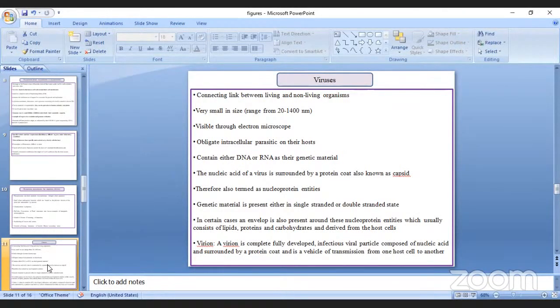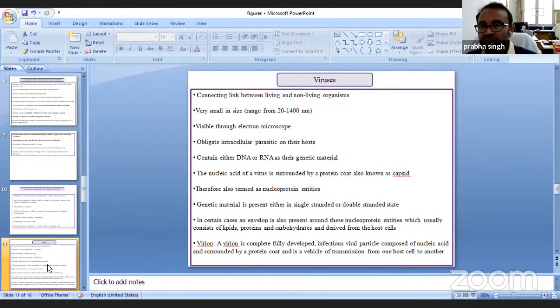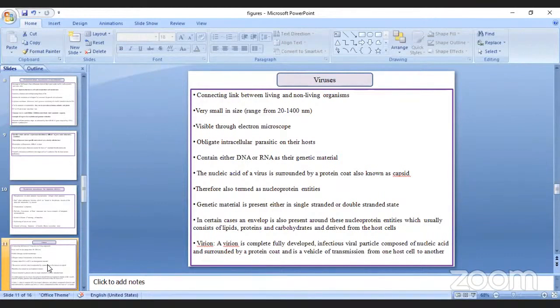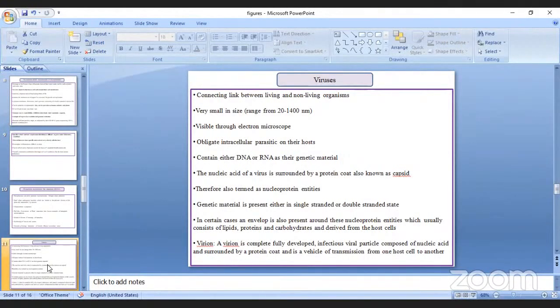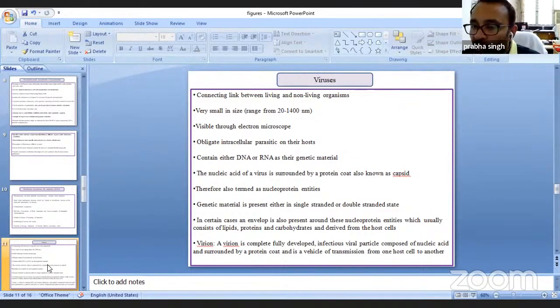When it comes to living, it multiplies like human cells, in a specific host. When it comes to non-living, if it is not present in a host, like if it is in an environment, it acts like a chemical substance. Very good, very nice answer. So outside the living host, it is simply a chemical entity. It is just a chemical particle, right? But when it enters the living host, it will replicate like other living systems, right? So it is a connecting link between living and non-living organisms.